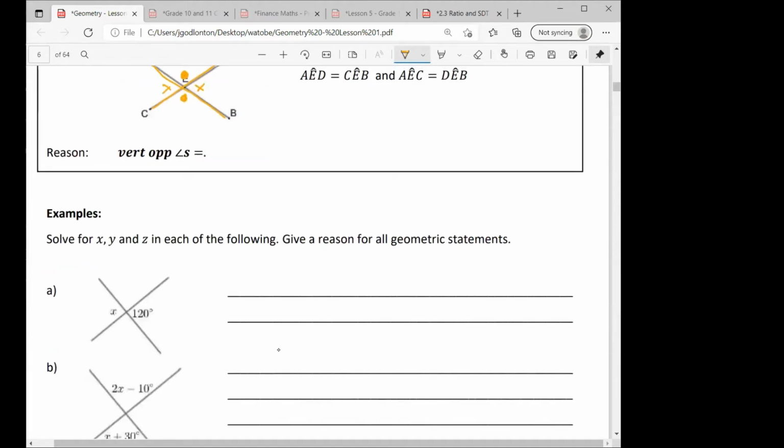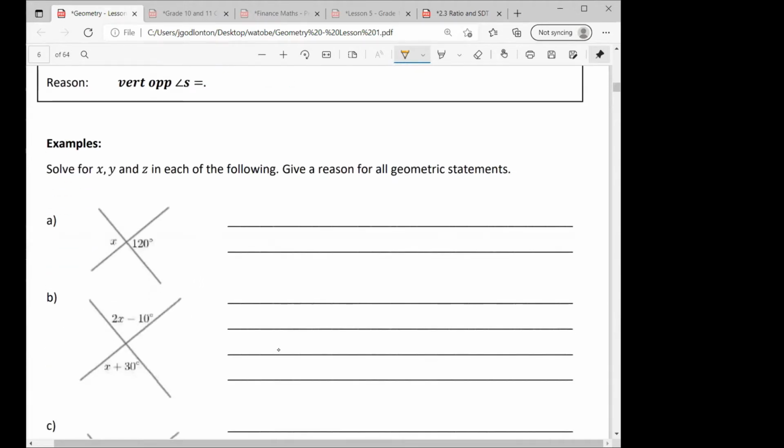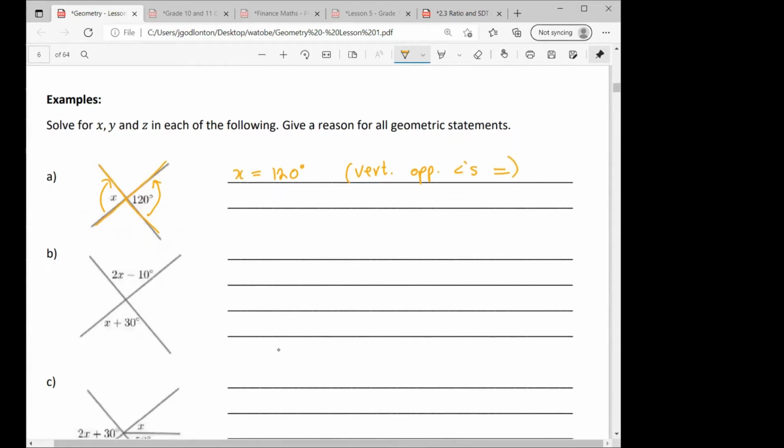If we have a look at this, for example, I'm going to help you with these first two, and then I'm going to let you work through the third one. These are my two straight lines. I can see that this angle is equal to that angle, which means I can say x is equal to 120 degrees. And then in brackets, my reason would be vert-op angles equal. It's not a super complicated one, but it does pop up all the time.